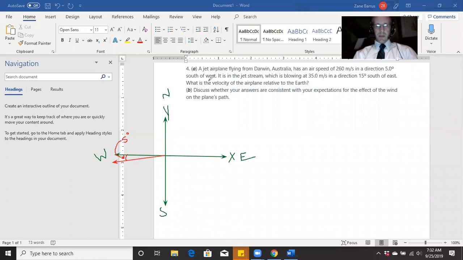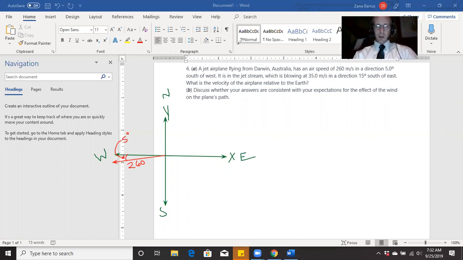Okay, and the size of that vector is 260 meters per second. So the length of this line is 260. Okay, let's keep reading. It is in the jet stream, which is blowing at 35 meters per second in a direction 15 degrees south of east.